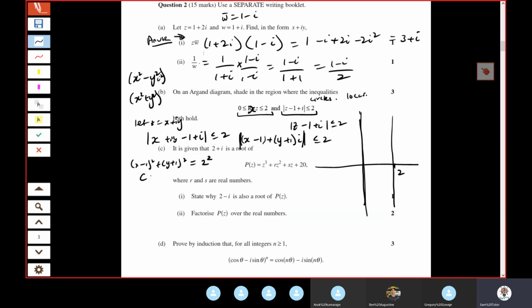Your center is where? 1, negative 1. Minus 1. Where's your radius? 2. Whereas I could look at that and I knew the answer. Why? Because I factorize it out, the negative, 1 minus i. And the idea is whatever you see there is the actual center. So that would be 1 and that would be minus 1.